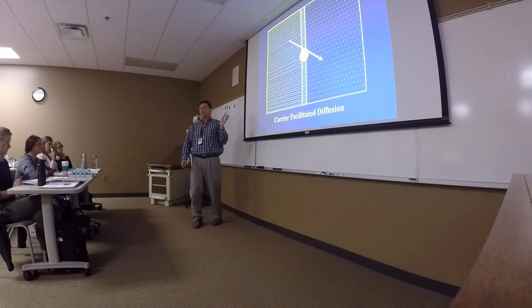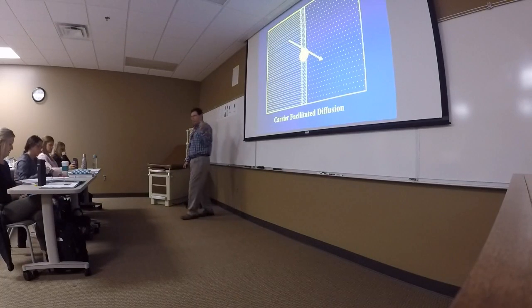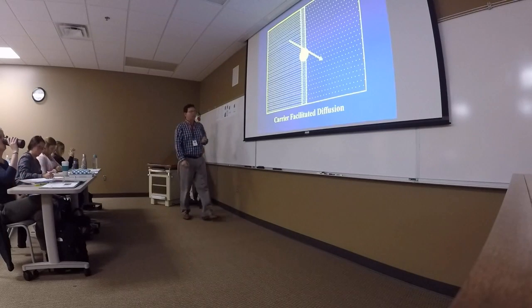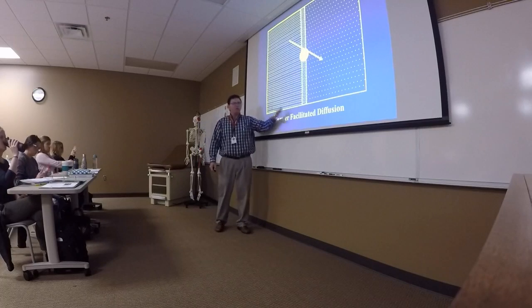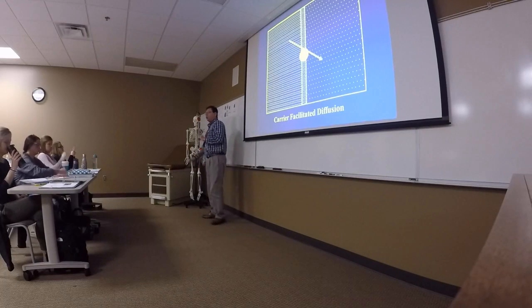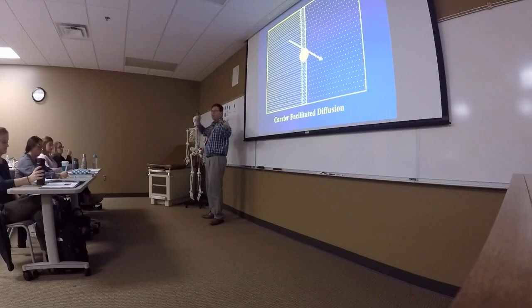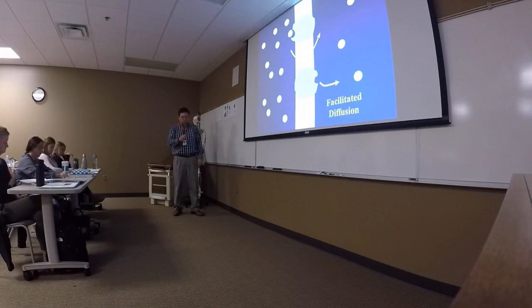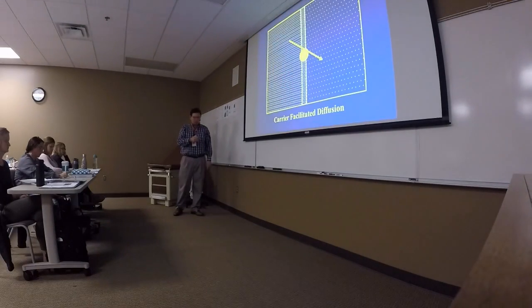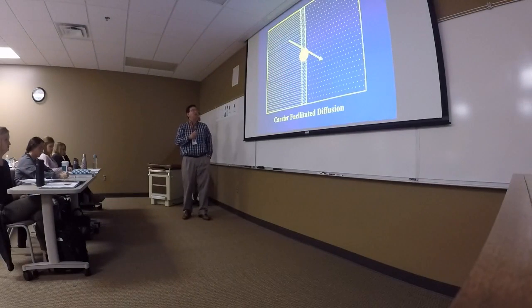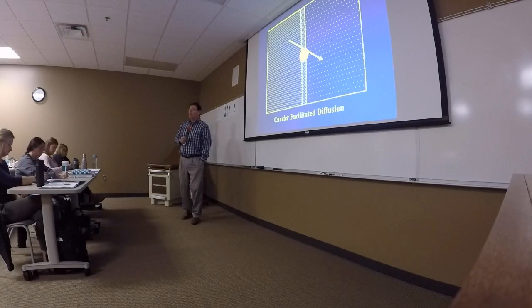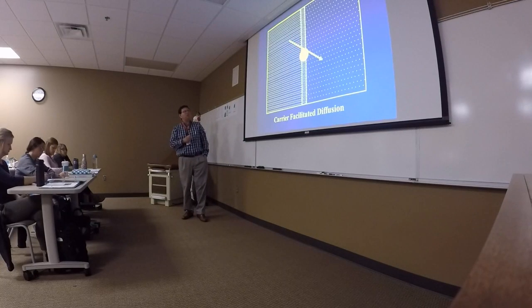Okay, so let's talk about facilitated diffusion, which can also be called carrier facilitated diffusion. When you see diffusion, you know a molecule is going from high concentration to low concentration. That's what I'm trying to depict right here. You've got a lot on this side, much less on this side. But we have a transport protein here. We have a chemical concentration gradient.